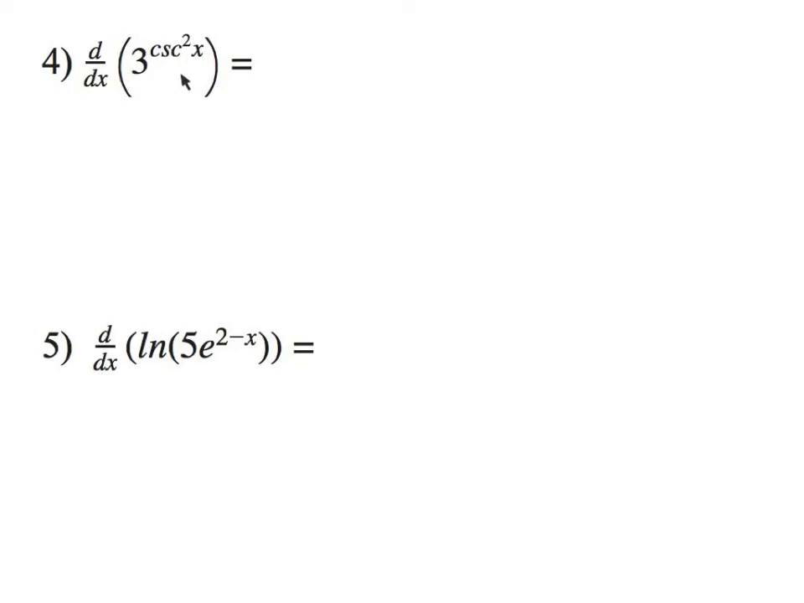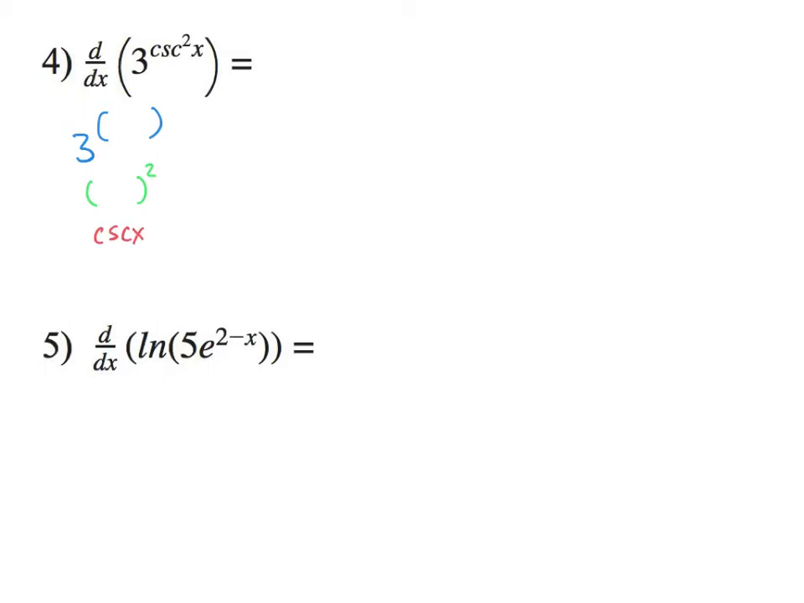Alrighty, let's take the derivative of this. Now be careful, this is a chain. This is like a multiple chain. You'll see the outside piece is 3 to some power. Inside of that is a something squared. Inside the power is something squared, and inside of that something squared is the cosecant x.